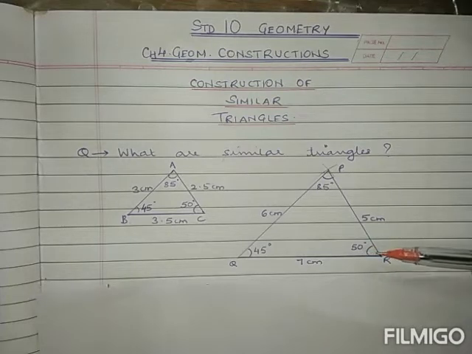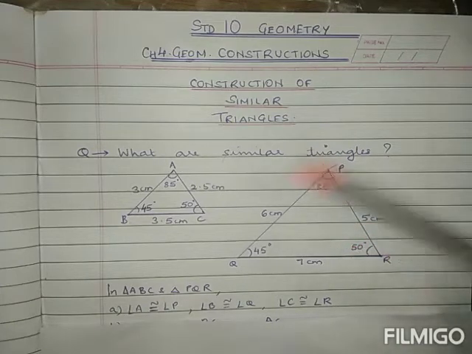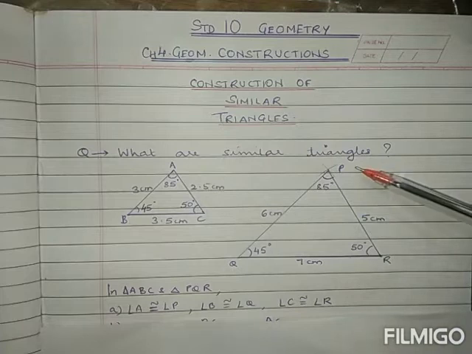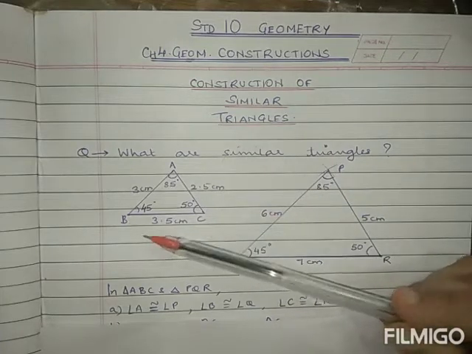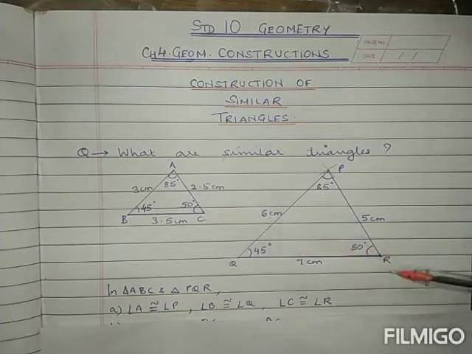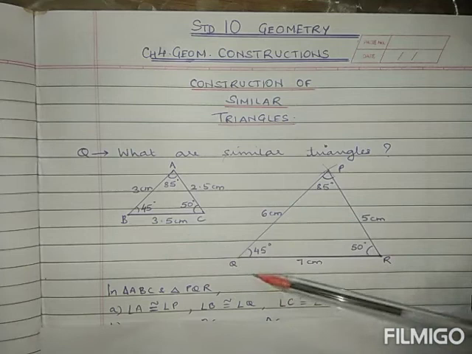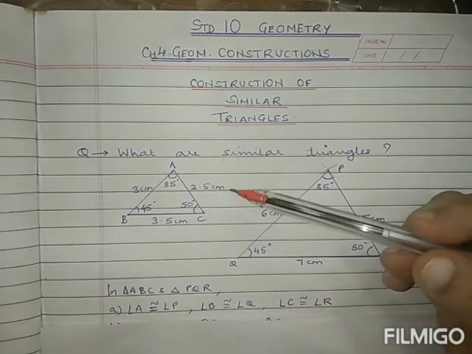So we come to a conclusion that in triangle ABC and triangle PQR, angle A is congruent to angle P, angle B congruent to angle Q and angle C congruent to angle R. So this was about the angles of the triangles, that the corresponding angles are congruent. Now let us observe what the sides tell us.